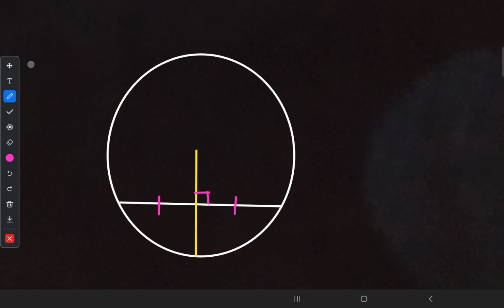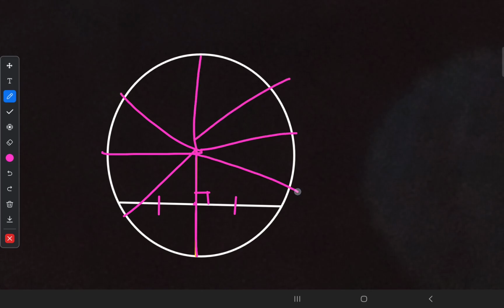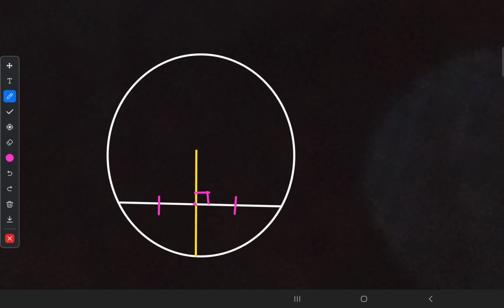It's a little confusing, but it is. I'll repeat once more. In a circle we have a chord, and the midpoint of the chord. When we draw a radius, we can draw a radius in many ways in the circle, but we just want the radius which is going through the midpoint of the chord, and that should be perpendicular. The radius and the chord are perpendicular to each other.